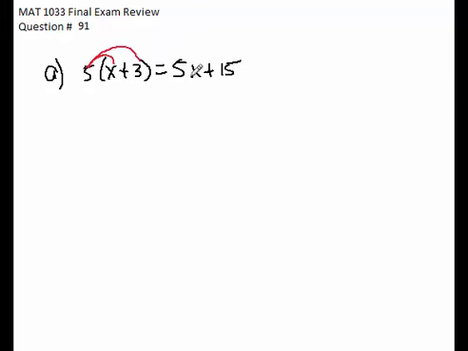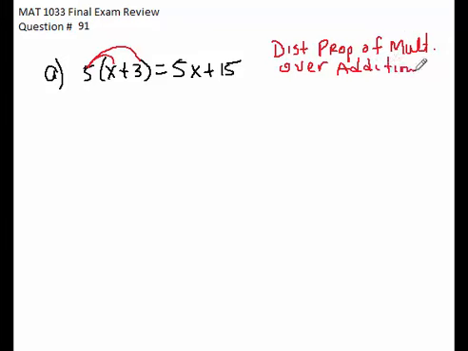MAT1033 Final Exam Review question 91. We have to state the property that's being used, and we have 3 examples. A is 5 times the quantity x plus 3 equals 5x plus 15. And what we have to determine is what property was used to change the left side to the right side. So if you notice, this 5 has been distributed as a product over the x plus 3, so it's the distributive property of multiplication over addition. Okay, that would be the name of the property that was used.